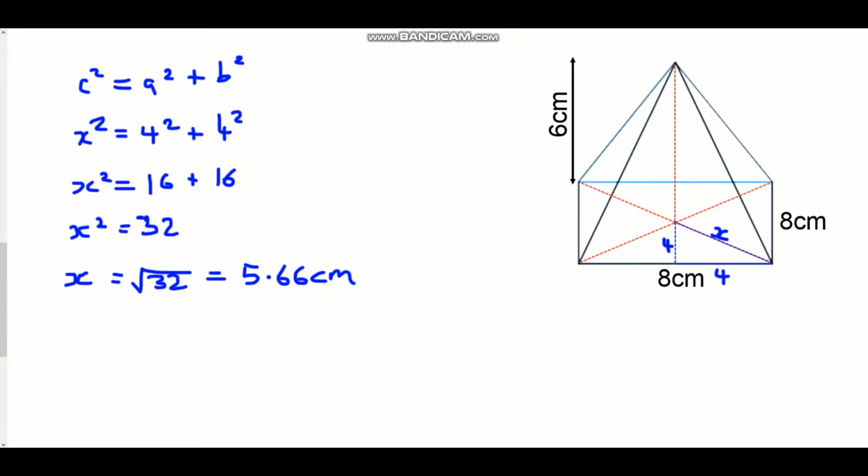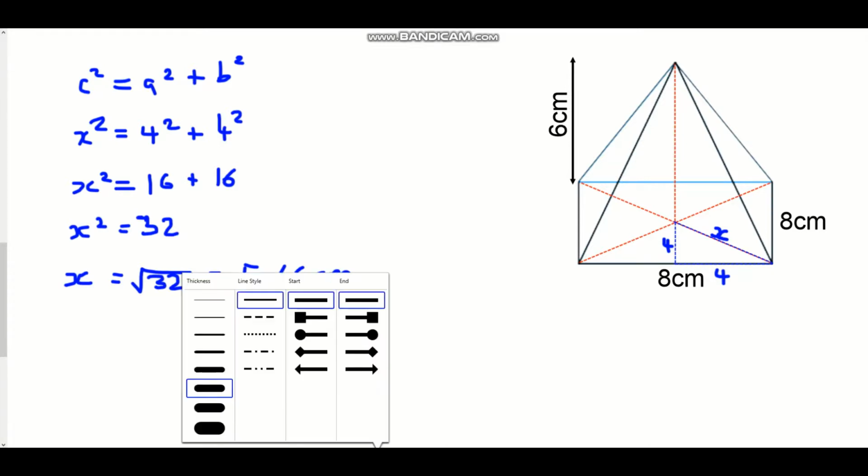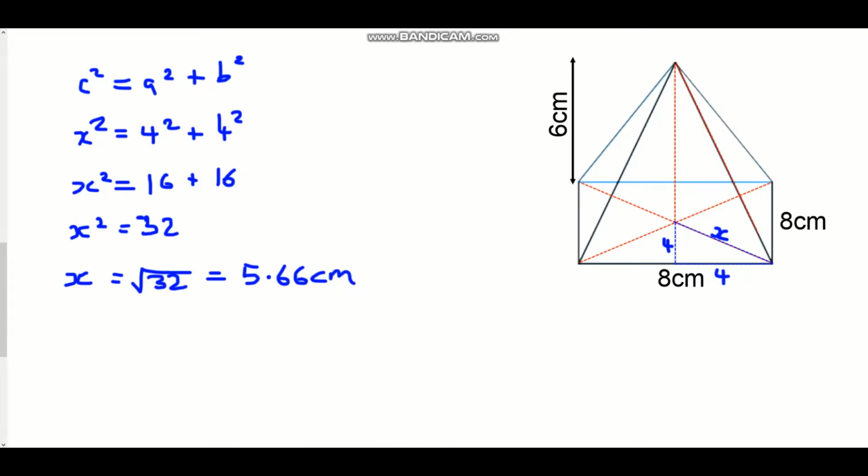Okay, so now I have my diagonal distance x into the center of the base of my square base pyramid. What I need to do now is use that and the height, the 6 centimeters that is off to the side there, to find my diagonal length on the outside of my pyramid. So I'm going to change to red because we're now looking for this red line on the outside. I'm looking for this red outline here, and I'm going to call that y.